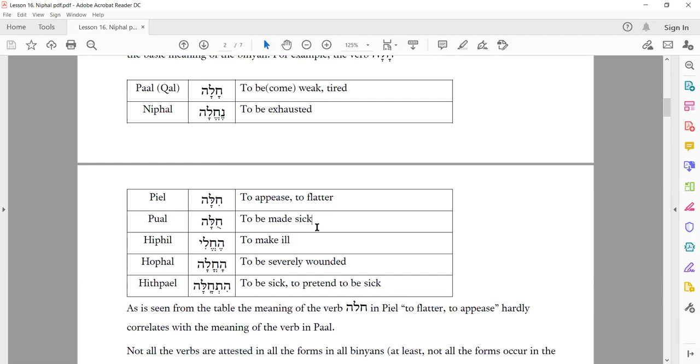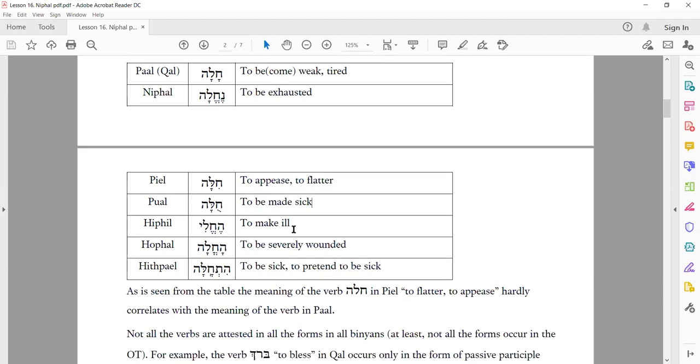Hifil, to make ill. Hofal, to be severely wounded. Hitpael, to be sick, to pretend to be sick. So do you see, sometimes we need to just consult the dictionary to understand the meaning of the verb in a particular binyan.